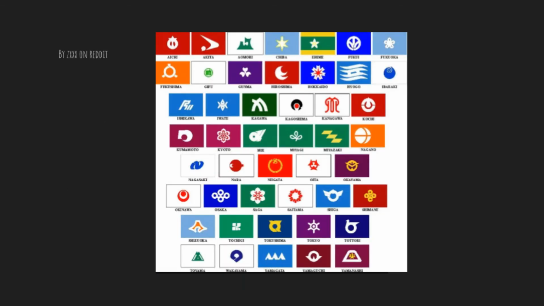Finally, before I leave, I want to show you my favorite flags. And these flags are from cities of Japan. Just look at how majestic and beautiful they are. So that's how you create your own flag.